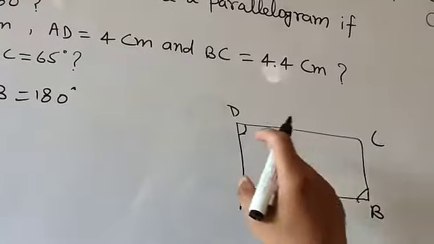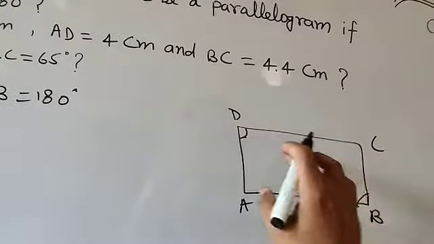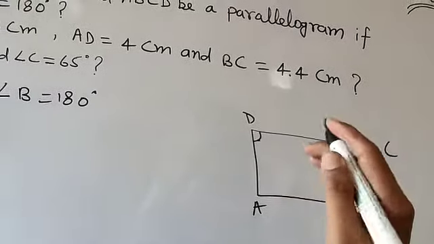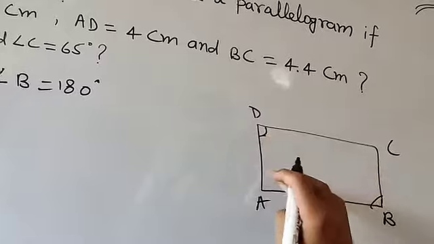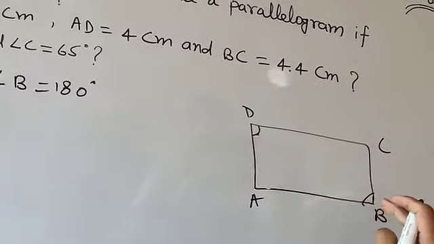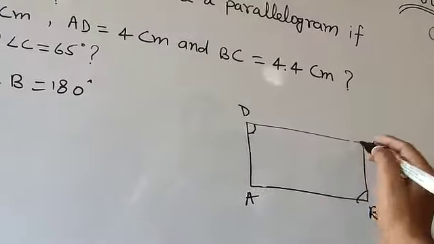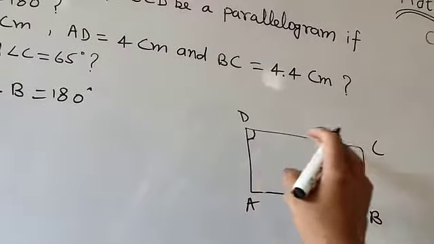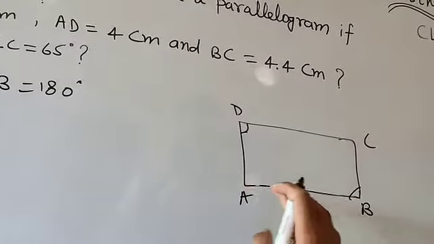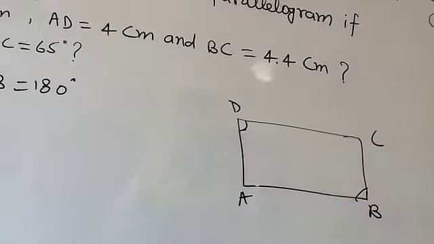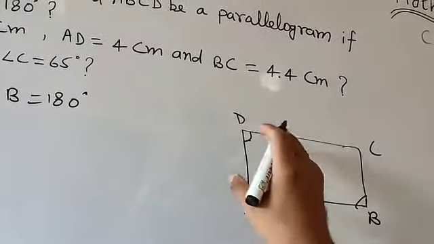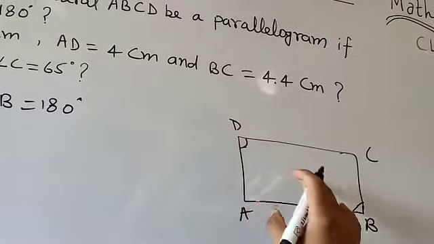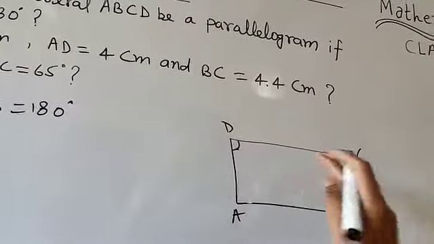So one condition is that the opposite angles should be equal and the sum of adjacent angles should be 180 degrees. It means angle D plus angle A equals 180 degrees, or angle B plus angle C equals 180 degrees, or angle D plus angle C equals 180, or angle A plus angle B equals 180. But here it is given angle D plus angle B equals 180 degrees. So it will be a parallelogram only in the case of a rectangle or square.